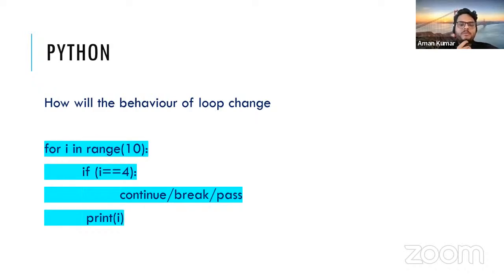So tell me, how will the behavior of a loop change if it encounters a continue or break or pass? Here, what happens if the loop encounters continue? It will skip print 4. Okay, what will break do? Break will print till 3. Okay, what will pass do? Continue will skip 4. Okay, let's write here the output.